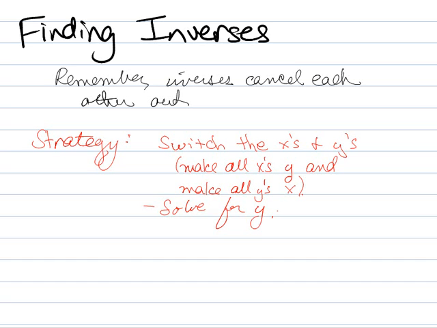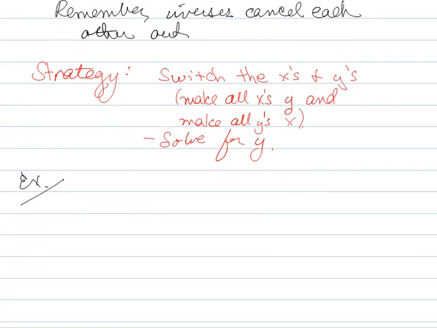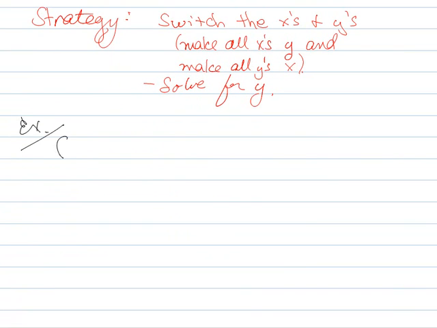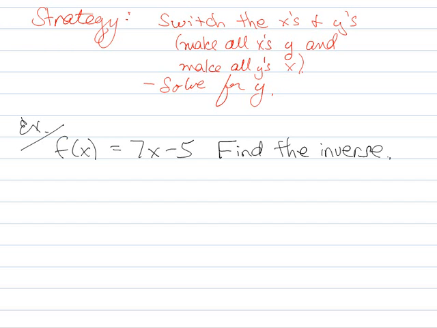Again, this is just to give you some more practice of this algebra so that you become super, super proficient at it. So I think the best way to really do these is just to do several examples. So say we have f of x equal to 7x minus 5, and they say find the inverse. You say, well, I don't have any y's. Well, yeah, you do. Remember that f of x? That's the same thing as y.